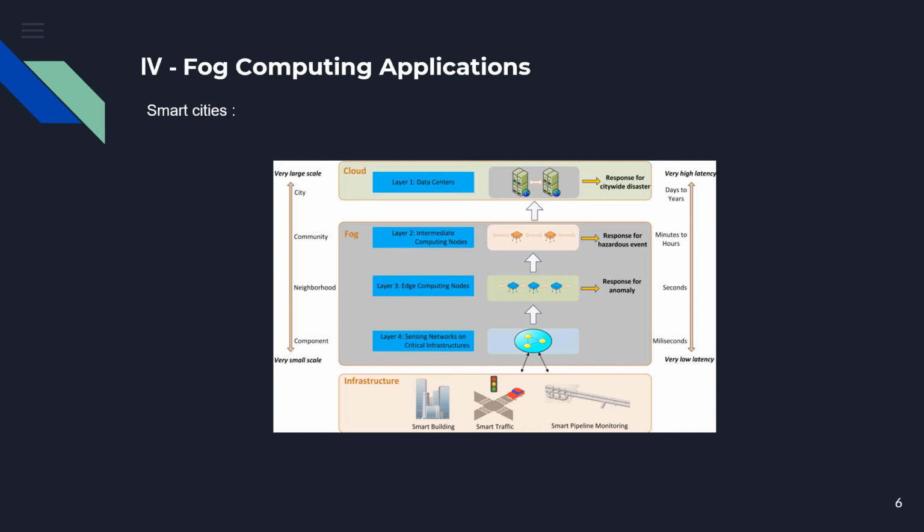With fog computing applied in this scenario, smart buildings can save energy, water, and a lot of other resources. And we are going to see an example in real life.